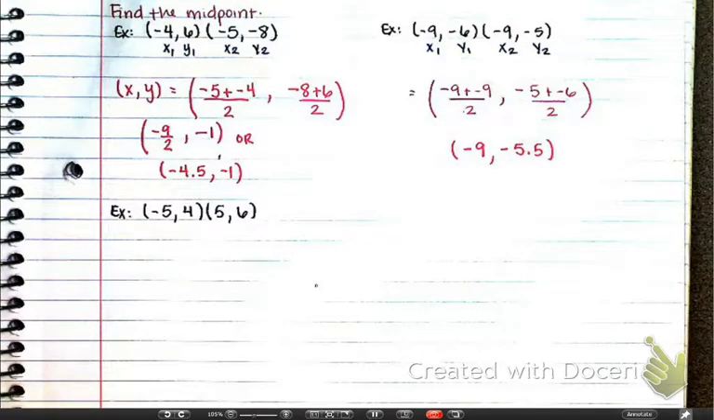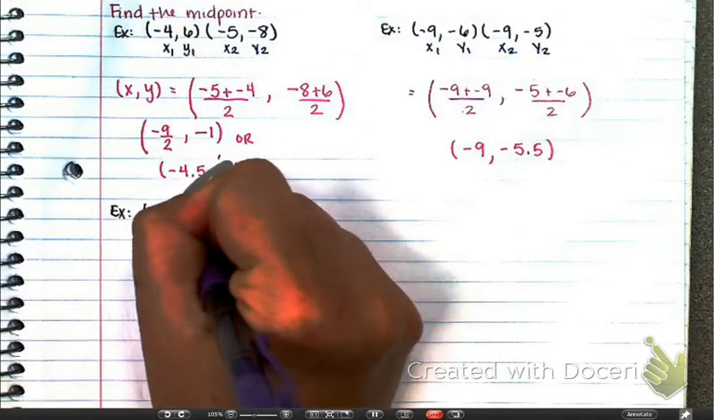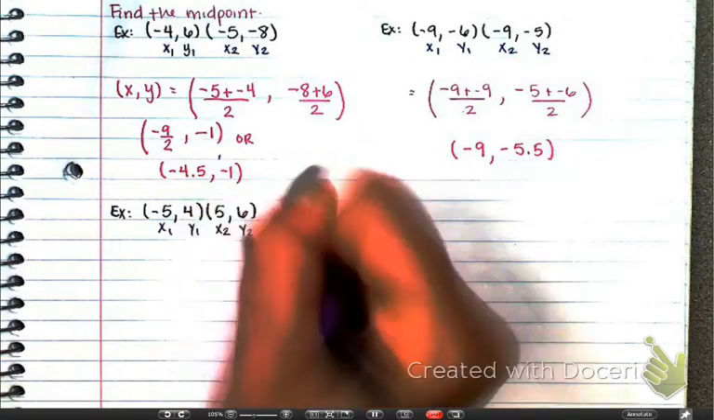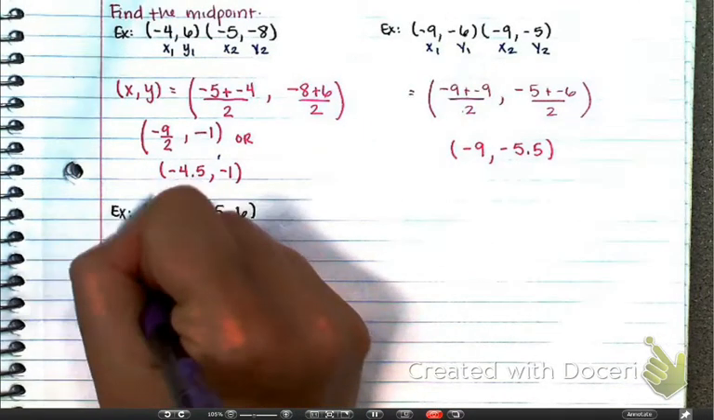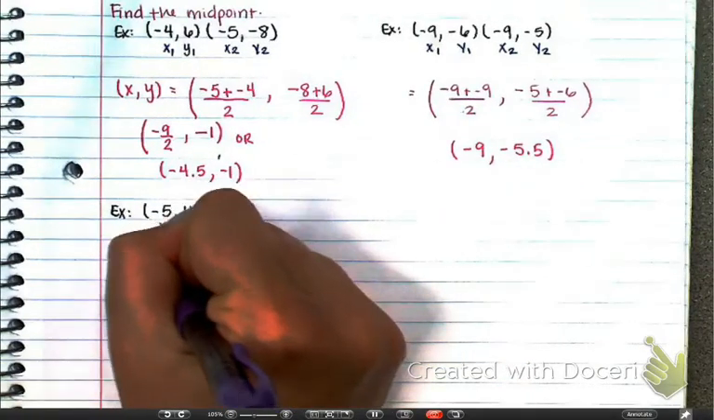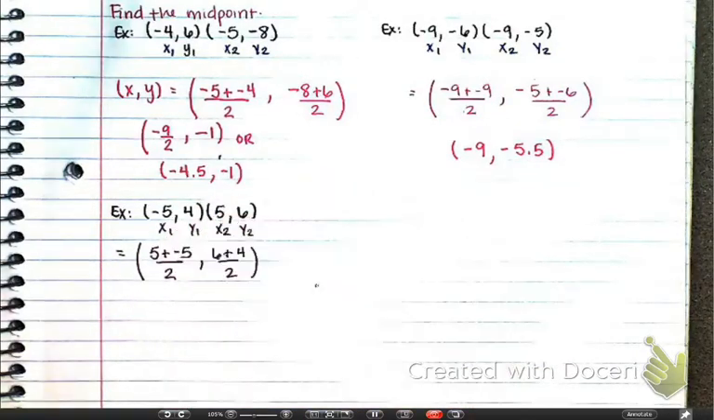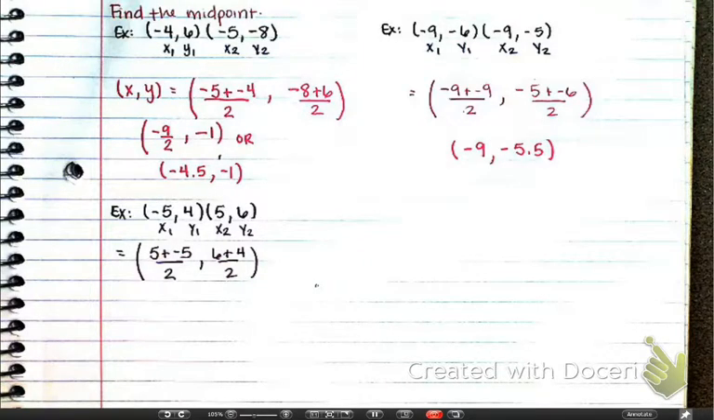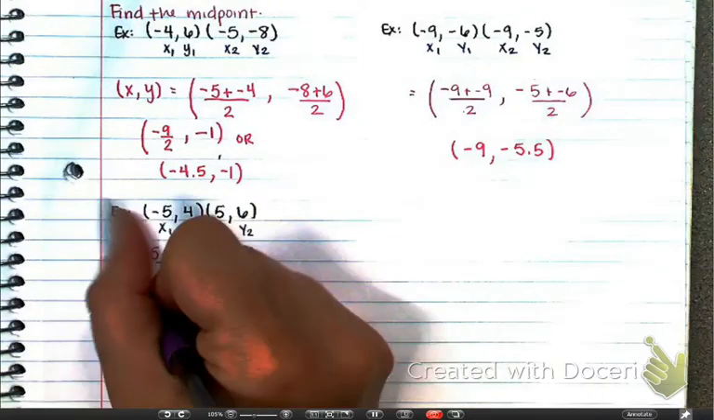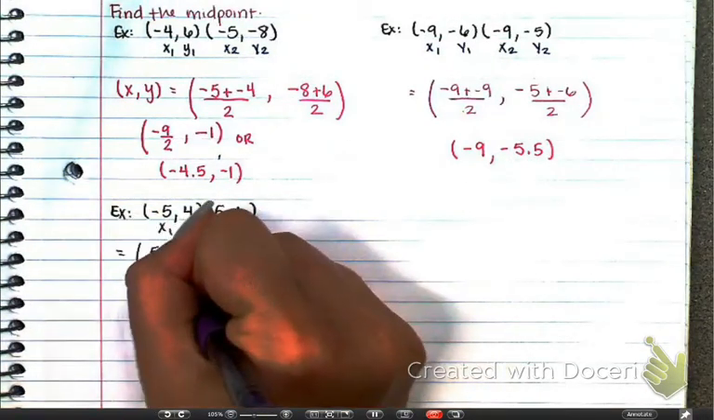It's magic. Okay, I want you to try this with your group. Step 1, label my points. Step 2, plug it in. So 5 plus a -5 over 2, and 6 plus 4 over 2. 5 plus -5, 0. And 0 divided by 2? 0. Good job. 6 plus 4 is 10. 10 divided by 2? 5.